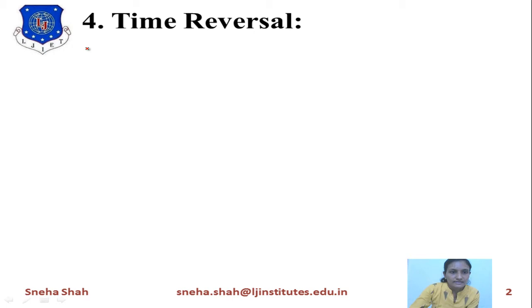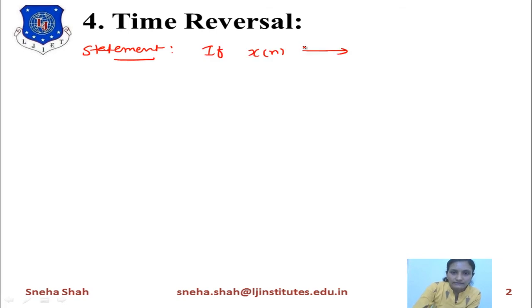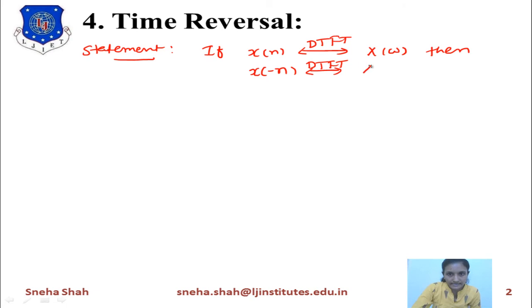Now what is the time reversal property? Starting with its statement: if the DTFT of x of n is represented as X of omega, then time reversal, which is considered as time folding, means x of minus n. If you want to find the DTFT of this, it will be represented as X of minus omega.